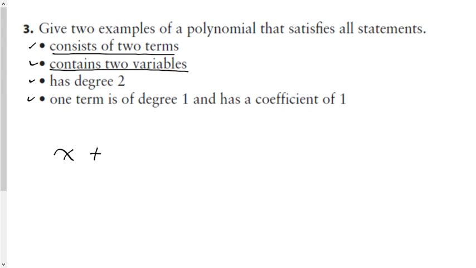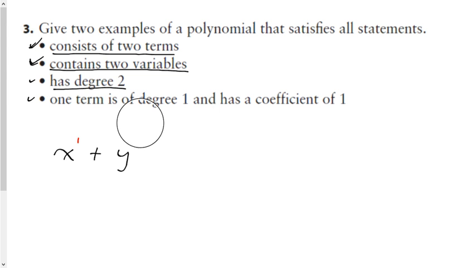So let's just start with a binomial that has 2 variables. Well, there's one right there, the simplest binomial I can think of that contains 2 variables. So far it meets this criteria and this criteria. But does it meet this criteria, having a degree of 2? No, it doesn't. Because the degree of a binomial is determined by, of the 2 terms, the term that has the highest degree. And both of these have a degree of 1, so that doesn't work.